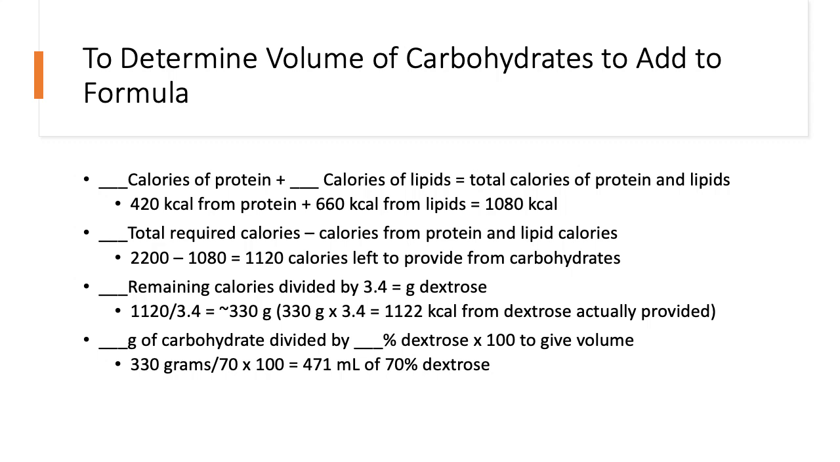Then you take those grams of carbohydrate and you divide by the dextrose concentration times 100 to give us the volume. So we have 330 grams of carbohydrate divided by 70, because it's a 70% carbohydrate solution, and then we multiply by 100, and that gives us 471 mLs of 70% dextrose.